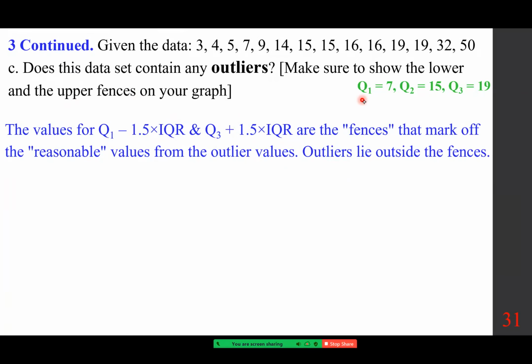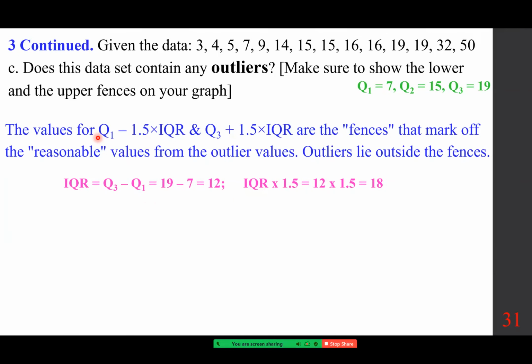First and foremost, we're going to calculate the IQR, which is Q sub 3 minus Q sub 1, and we got this from the previous page. So IQR is Q sub 3 minus Q sub 1, which is 19 minus 7, which is 12. We're going to multiply that by 1.5. 12 times 1.5 becomes 18.